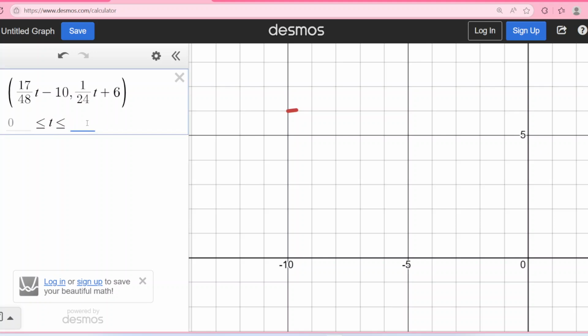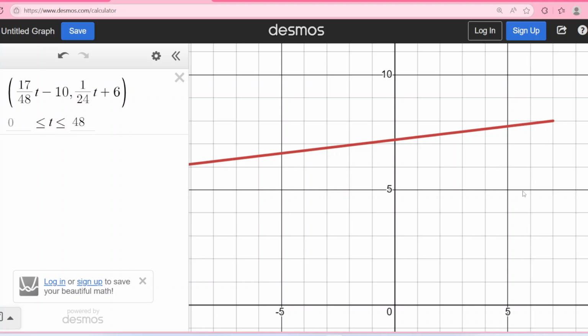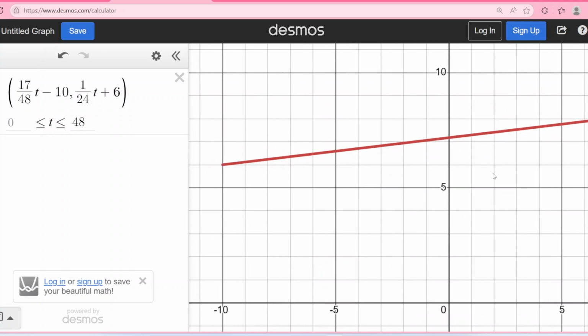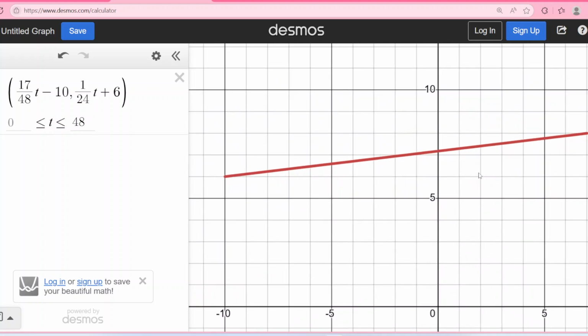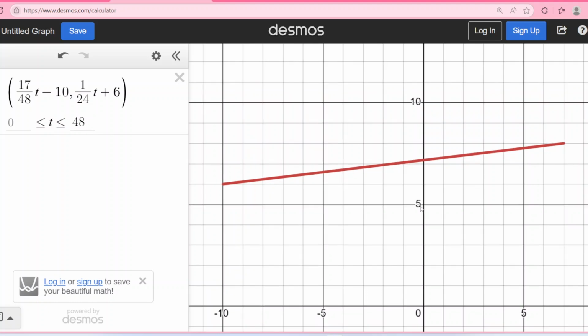I want to change it to 0 to 48, right? Like we said, 0 to 48 hours. And you can see at the other end, we're at the point 7, 8 for the x and y coordinates. It ends at the point 7, 8, as was mentioned in the problem. So here's the segment that gets traced out over those 48 hours, right there.